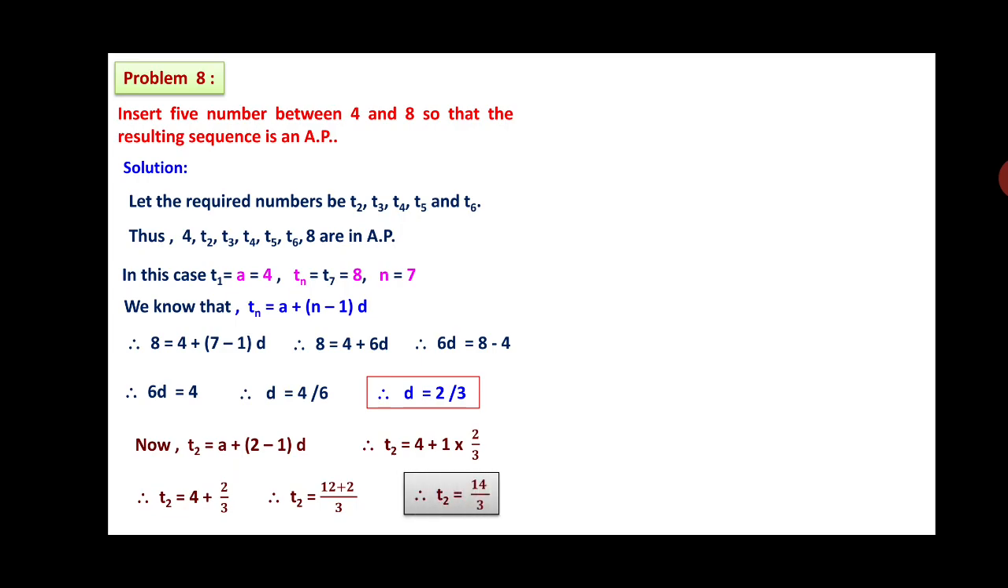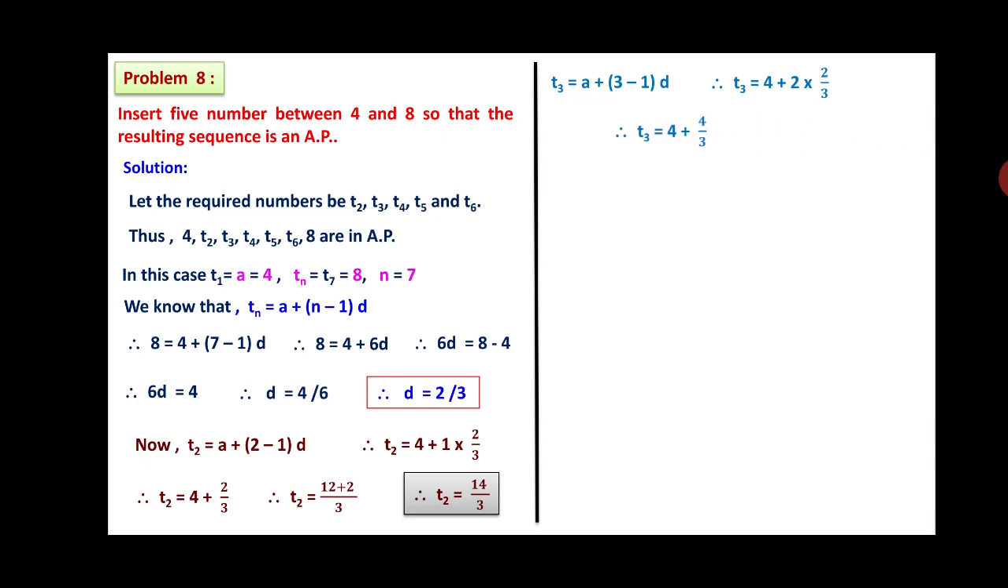It is shown with a different color. Likewise, we will give different colors for each and every term. Now we will find out T3. T3 is equal to A plus (3 minus 1) into D. Now we have substituted n is equal to 3. Therefore T3 is equal to 4 plus 2 into 2 by 3. Therefore T3 is equal to 4 plus 2 2s are 4 upon 3. Again, T3 is equal to 4 3s are 12 plus 4 upon 3, which will be 16 upon 3.